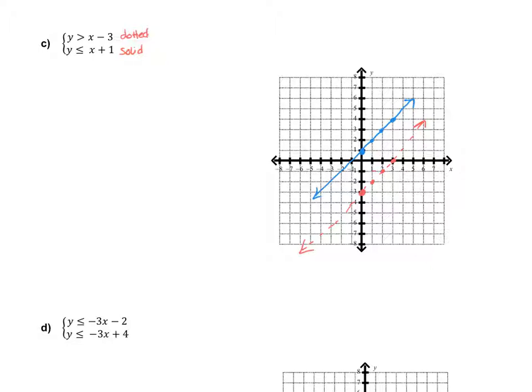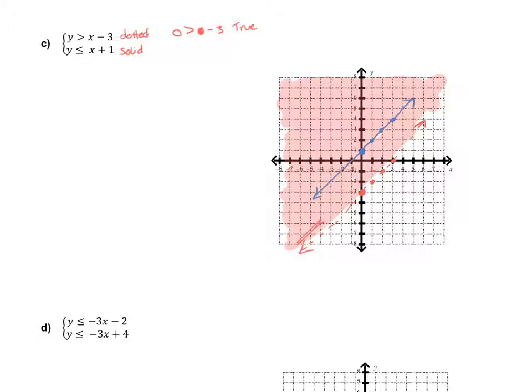Oops, I forgot to shade. I like to shade one at a time, so let's do that. So for the first one, if I pick 0, 0, then 0 is greater than 0 minus 3. I'm going to just ignore the 0. 0 is greater than -3. That's true. So I'm going to shade where 0, 0 fell compared to the red boundary line. See, it gets confusing when that blue line's in there too, so that's why I like to do one line at a time.